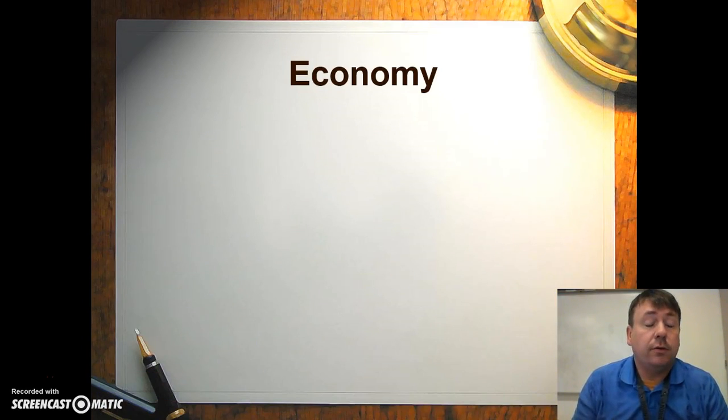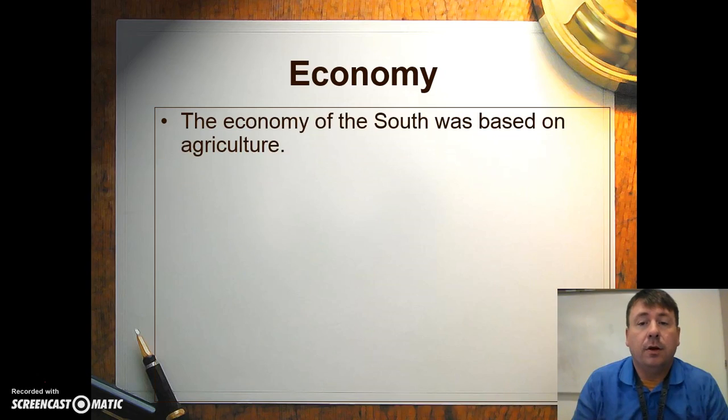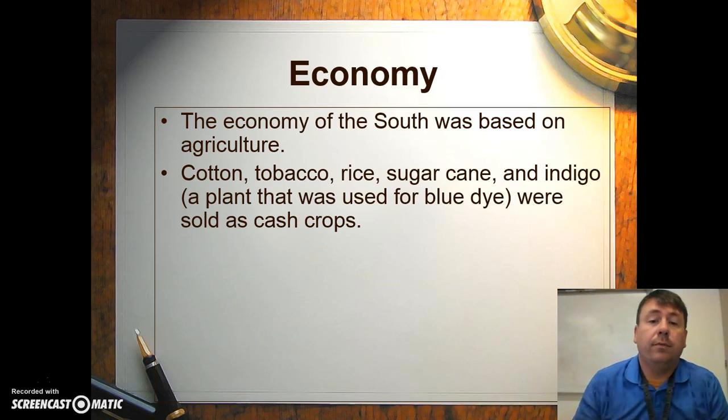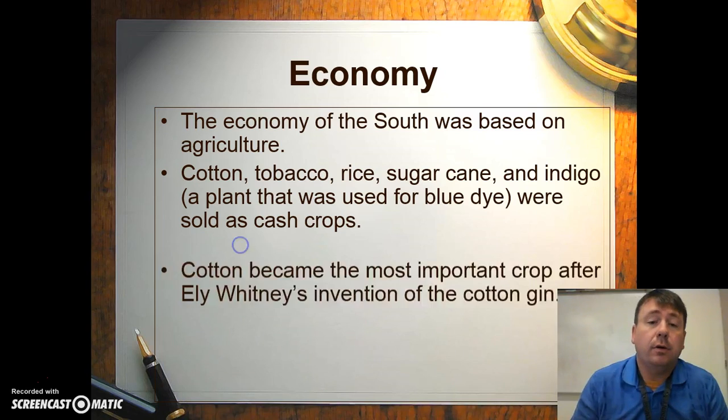The economy of the South. The economy was based on one thing in the South. It starts with a C, and that is cotton. Okay, so agriculture was the main source, with cotton being the focus of it as the years progressed. Tobacco, rice, sugarcane, and indigo. Indigo is what they dye blue jeans with. These were sold as cash crops in the South.